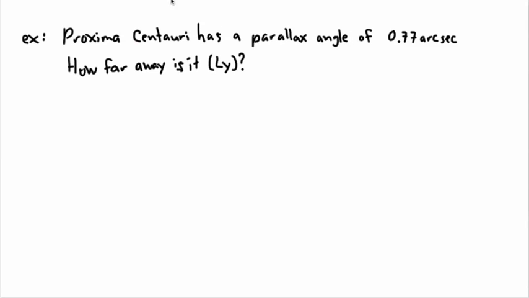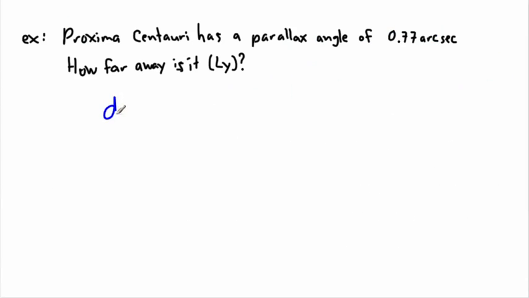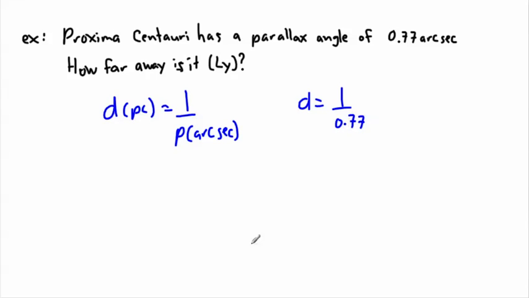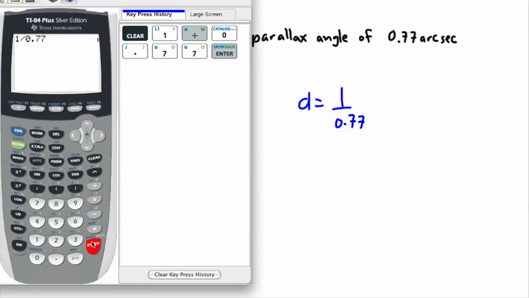Well, we just have to use this equation, right? We'll go back here and say the distance in parsecs equals 1 over p, the parallax angle, in arc seconds. So distance in parsecs equals 1 over the parallax angle, which is in arc seconds. So in this case, I want the distance. So distance is equal to 1 over the parallax angle, so 1 over 0.77. That's pretty easy. Let me just get out my trusty calculator here. And I'll say, so 1 over 0.77. That tells me this value here.